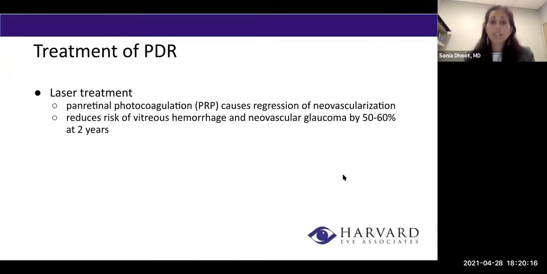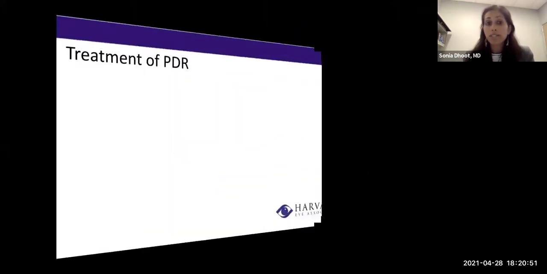So this laser treatment is different than the laser that we did for the macular edema. This laser is called pan-retinal photocoagulation, and it's not in the center. Here we laser the peripheral part of the retina that's basically dead anyways because it's not getting good blood flow. And by lasering that peripheral retina, we're destroying the retina that's creating those signals asking for new blood flow, and then slowly those new blood vessels will go away. And by doing this laser treatment, we reduce the risk of vitreous hemorrhage and neovascular glaucoma by about a half at 2 years.